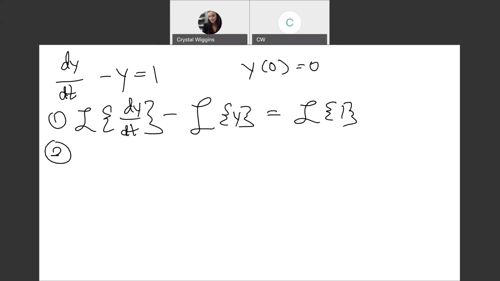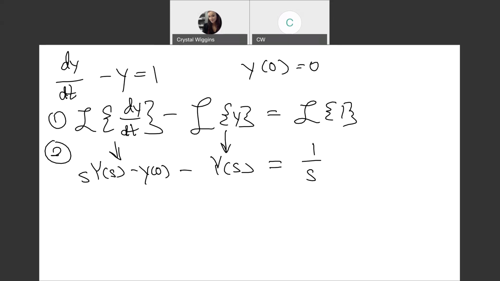Step 2, the derivative becomes s Y(s) minus y of 0. The Laplace of y becomes Y(s). And we know from last class that the Laplace of a constant is 1 over s, or the constant over s, where our constant is 1.